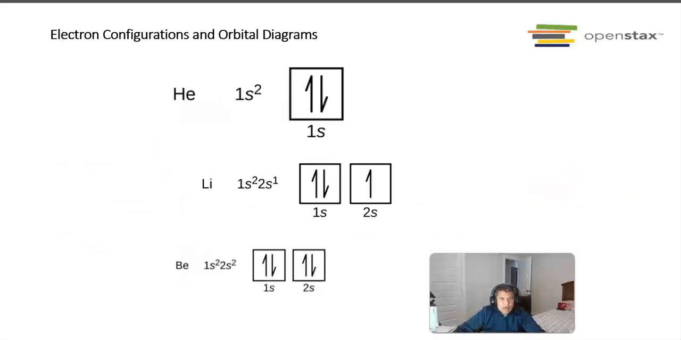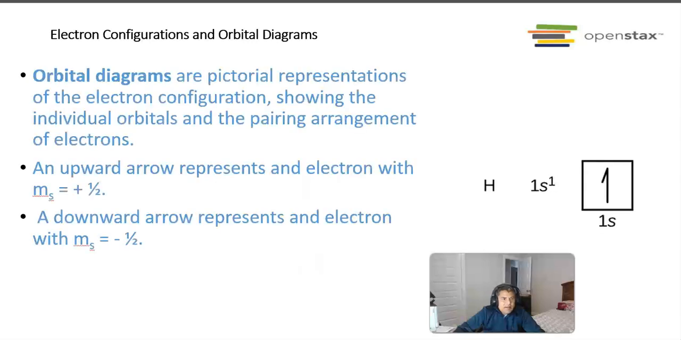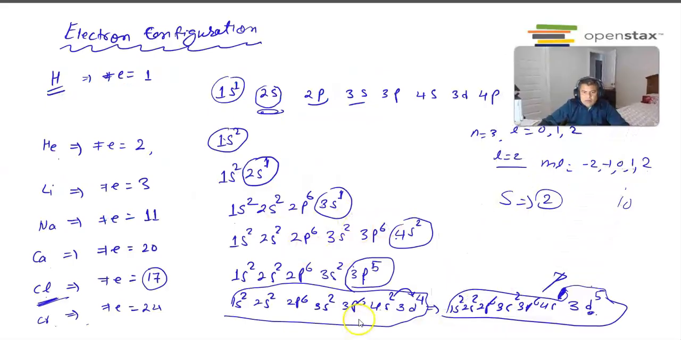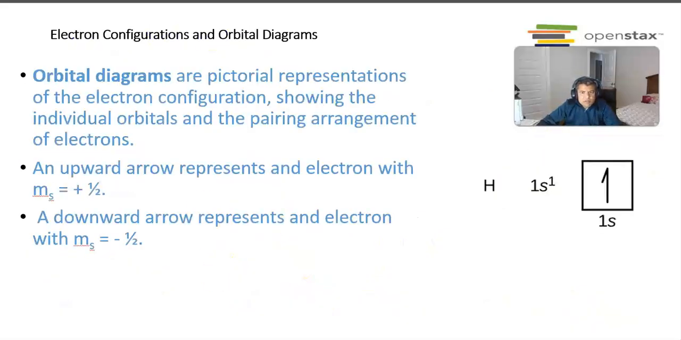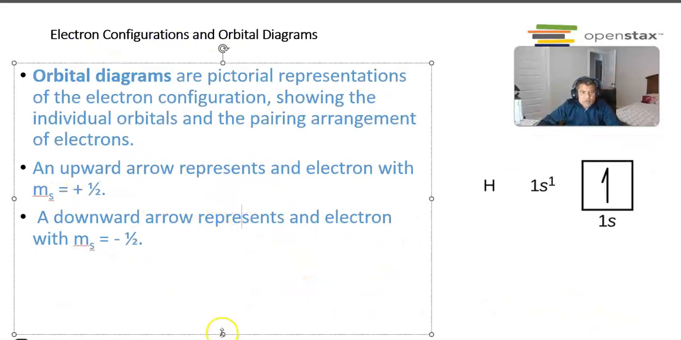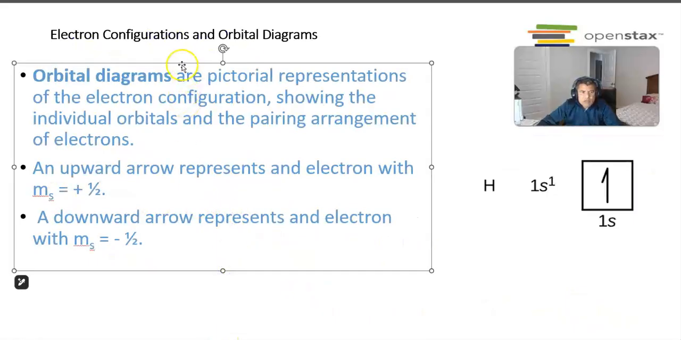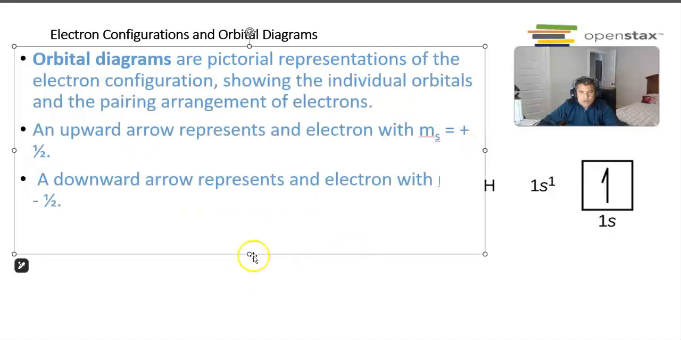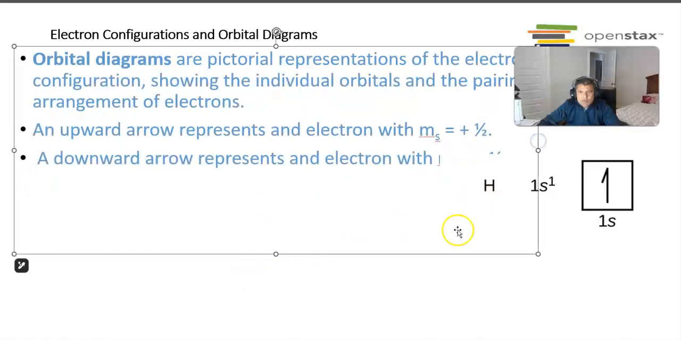Now, okay. So after that, let's say the orbital diagram also. What is the orbital diagram? It is just the diagrammatical representation of the electronic configuration. Okay, orbital diagram, just the pictorial representation. Now how do we pictorially represent?